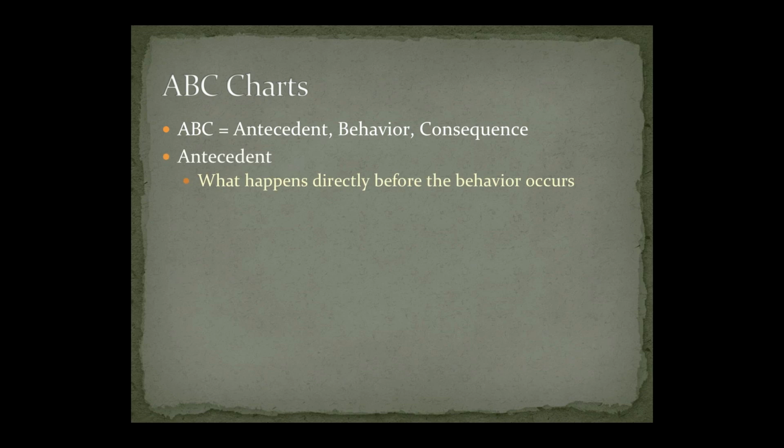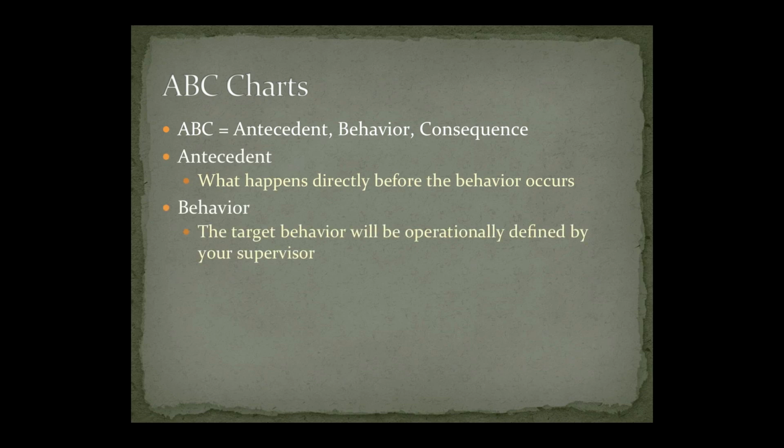ABC or sequence assessments. ABC are antecedent, behavior, consequence. Antecedent is what happens directly before the behavior occurs. Behavior is the targeted response, which will be operationally defined by your supervisor. Consequences are what happens directly after the behavior occurs.